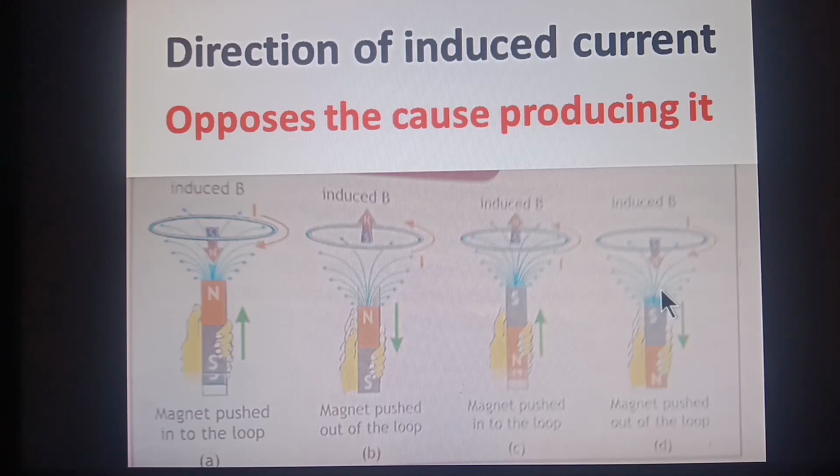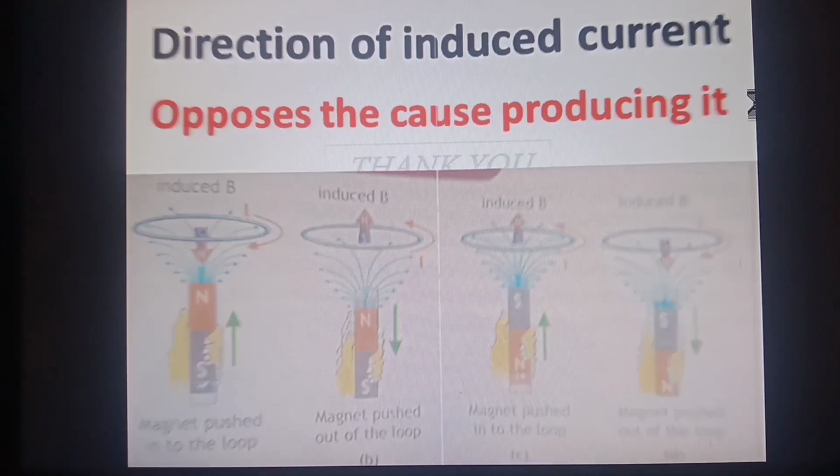And similarly, in the fourth case, the current will be directed clockwise to oppose the change in magnetic field that is producing it. So the direction of induced current will be such that it will always oppose the cause producing it. If the cause is the movement of the magnet towards the coil, the opposition will be a force that will tend to move this magnet away from the coil. So this is how the direction of induced current can be found.